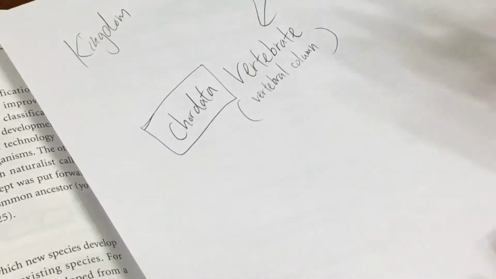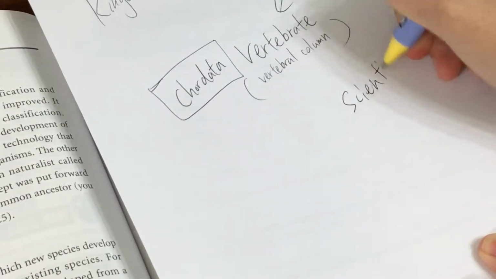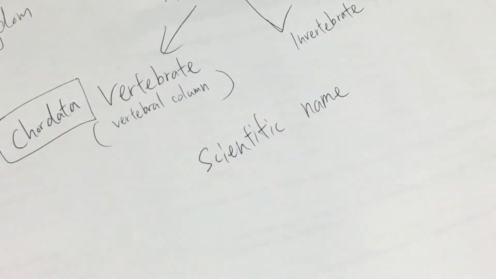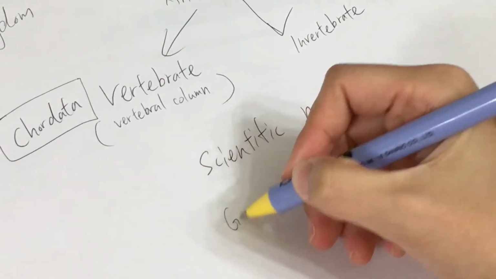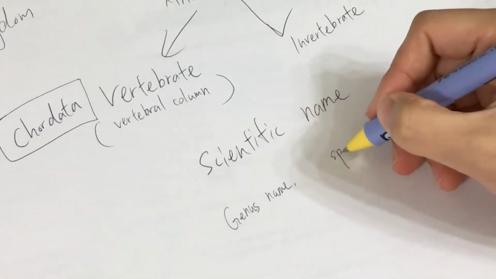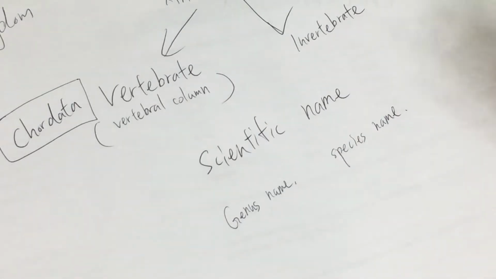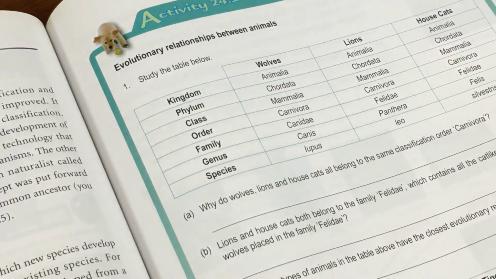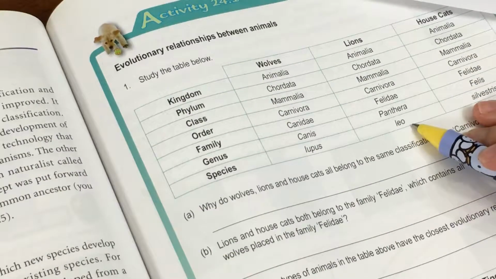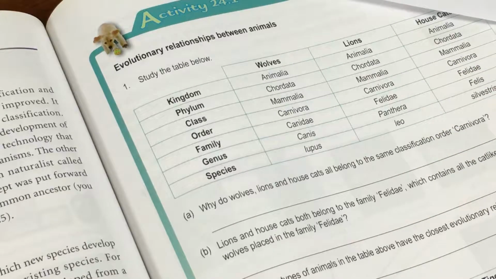You need to know that each kind of living thing has a scientific name. For a scientific name, we have 2 parts. The first part we call the genus name. The second part will be the species name. So 2 parts. For example, if the lion's here, Panthera leo, then when you write the scientific name, you need to write like this.